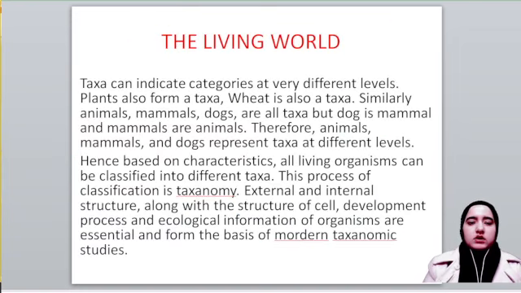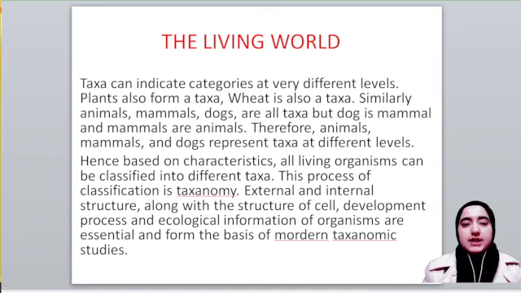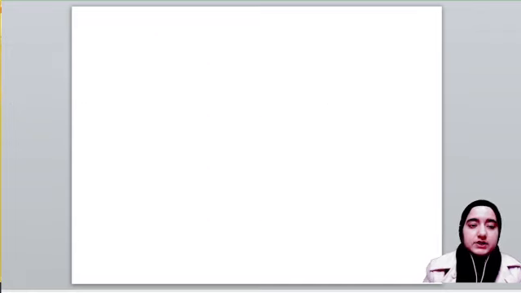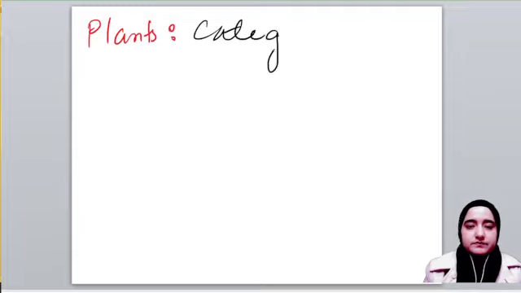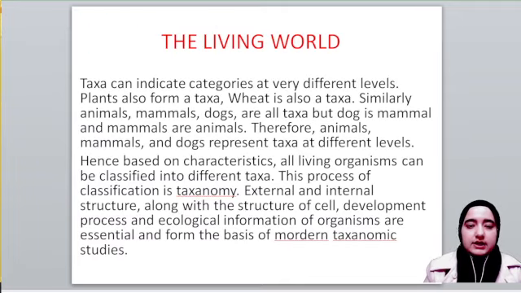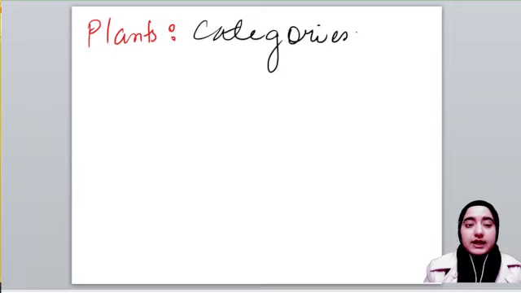Okay. Now we will see taxa. What does taxa mean? Taxa indicate basically categories at different levels. Say for example, we have plants. Plants are categories. They indicate categories. So we can say that they are taxa.